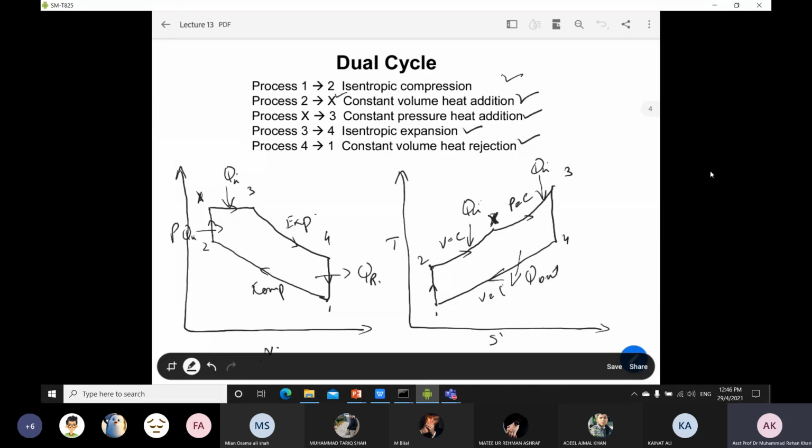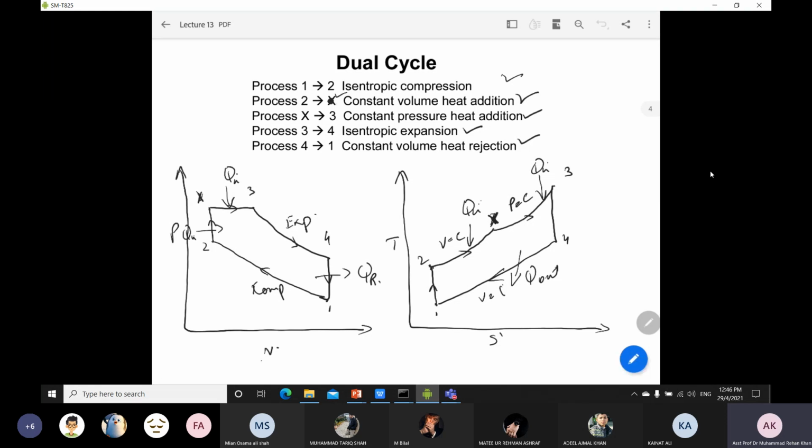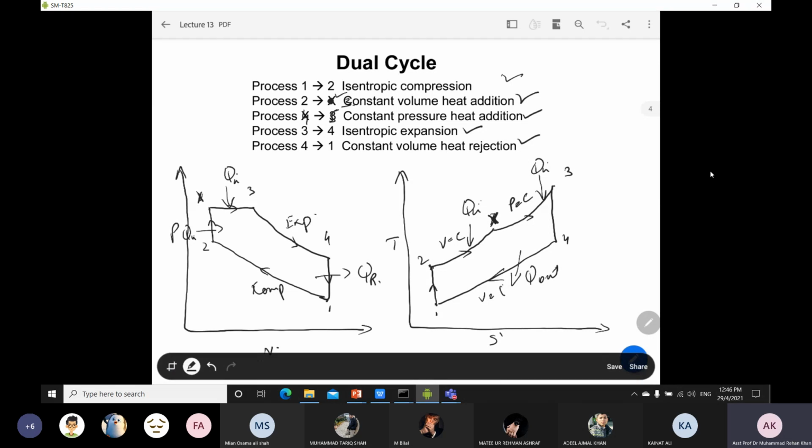Okay, so in the dual cycle, there will be two processes involved in it. So one is the constant volume, one is the constant pressure heat addition process. So X point, if you have confusion with the X, you can say it will be 3, then there will be 4, 5, okay, so you can denote it with any point, so that you can make a symmetry over there.